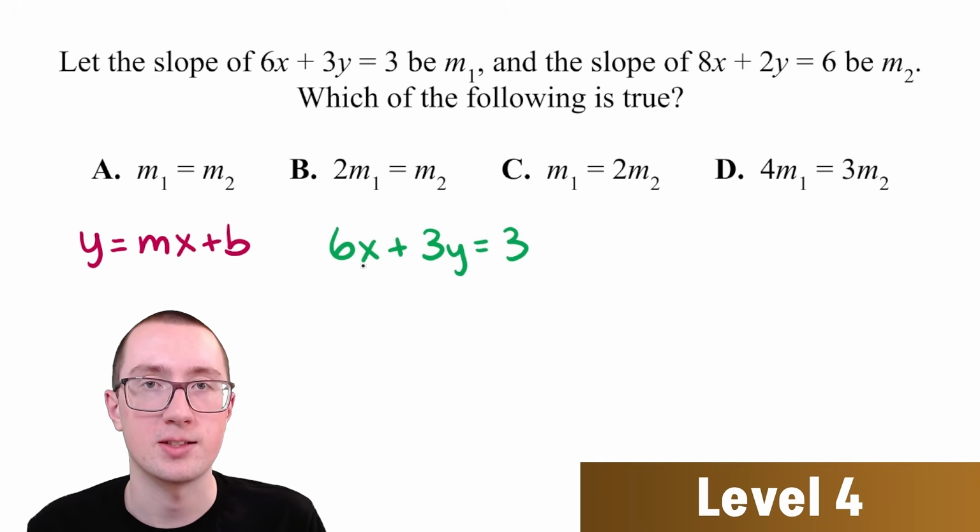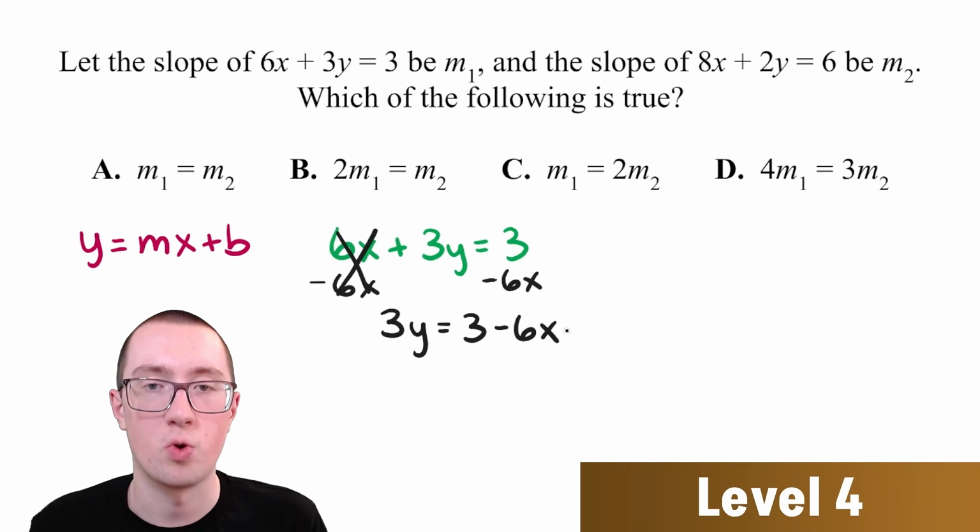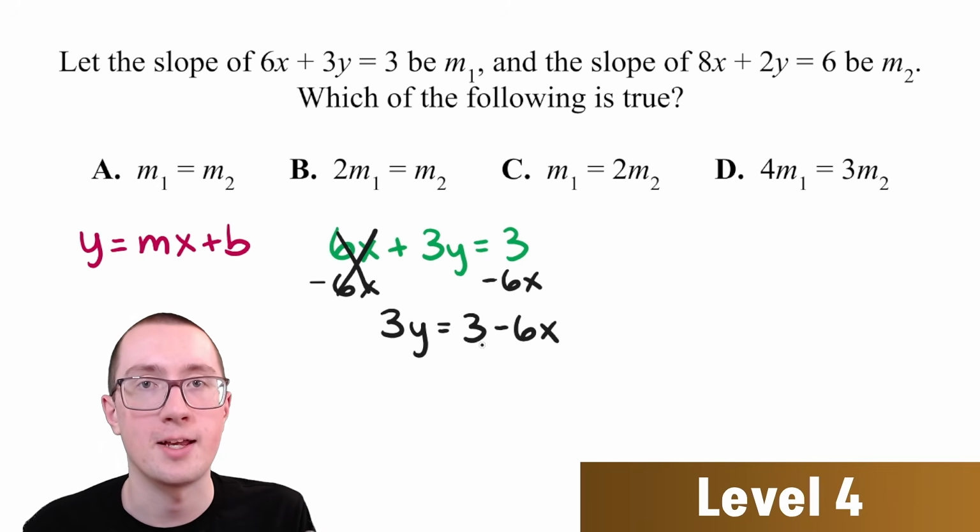First of all, this 6x is in the way, so I'm going to subtract it from both sides of the equation. So these cancel out. On the left side, we just have 3y, and on the right side, we have 3 minus 6x. One of them has a letter and one of them doesn't, so we can't actually combine those. It's just going to stay as 3 minus 6x.